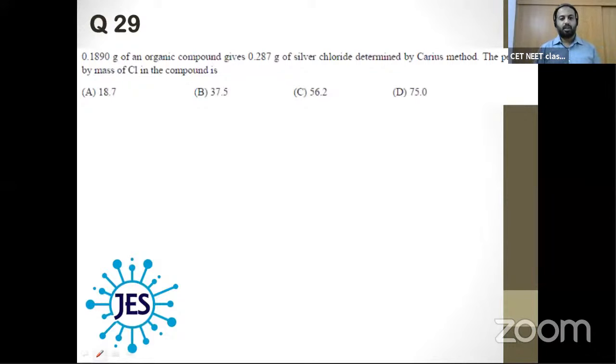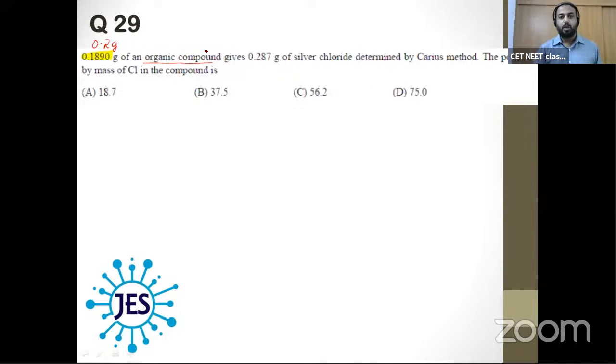0.1890 grams. This is the mass of the given organic compound. See, when such a value is given in CET or NEET, please approximate it. If you take 0.1890, your calculations become lengthy and difficult, and will consume a lot of time. Therefore, you can approximate 0.1890 to 0.2, then calculations become easy. See, I can approximate this to 0.2 grams. Then this is the mass of the organic compound.